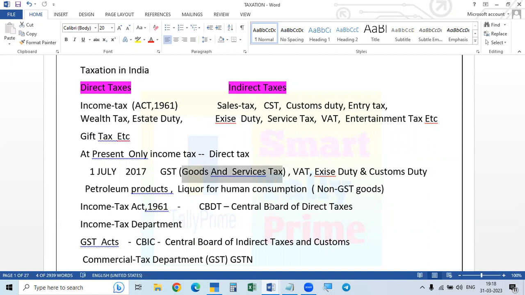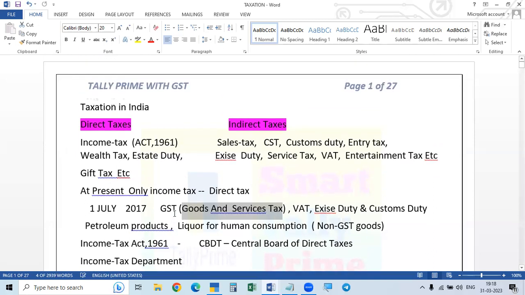So what the government does is collect money from the people, from the citizens of India. The money which is collected from the people by the government is called tax. In India, there are two types of taxes from the beginning. One is direct taxes, another one is indirect taxes.